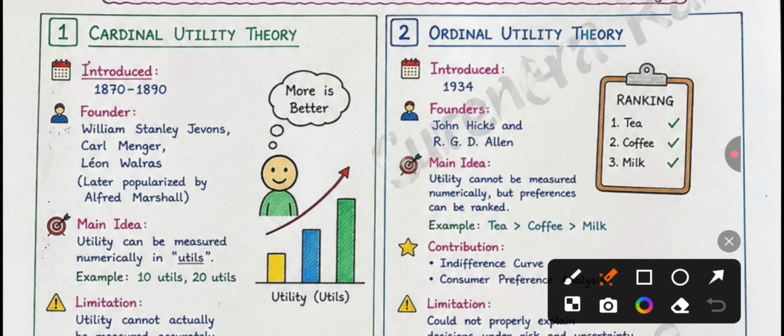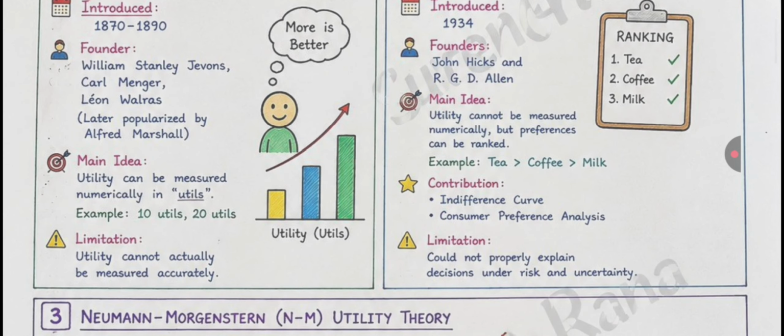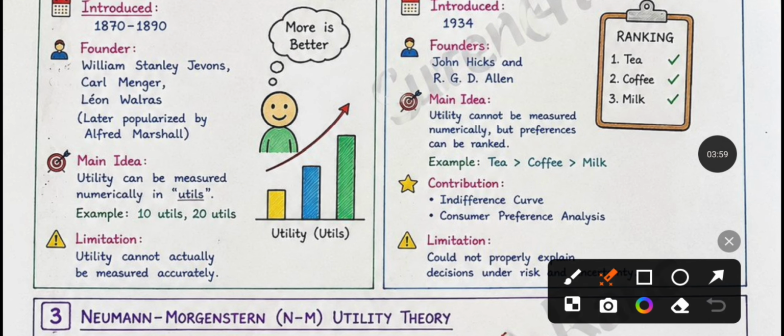And the contributions of this theory are indifference curves and consumer preferences. And the most important thing is the limitations. Although it explains normal choices well, it cannot properly explain decisions involving risk and uncertainty.